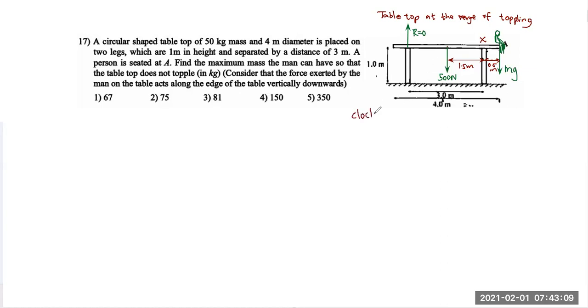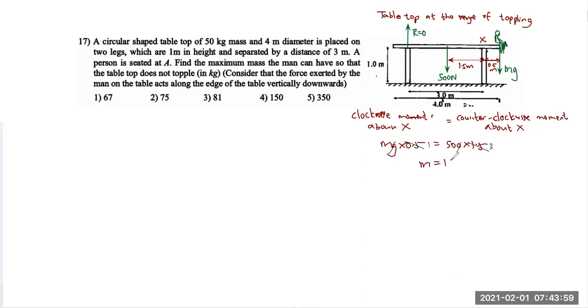So clockwise moment about X should be equal to counterclockwise moment about X. All right, so what is the clockwise moment about X? That will be mg multiplied by 0.5 meters, equal to the counterclockwise moment about X, which is going to be 500 into 1.5. Fine. So g is actually 10. Then you can cancel out that g with one of the zeros here. And 0.5 and 1.5, you can make them 1 here and 3 here. 50 into 3, and the final answer is going to be 150 kilograms. And you can settle on the fourth answer.